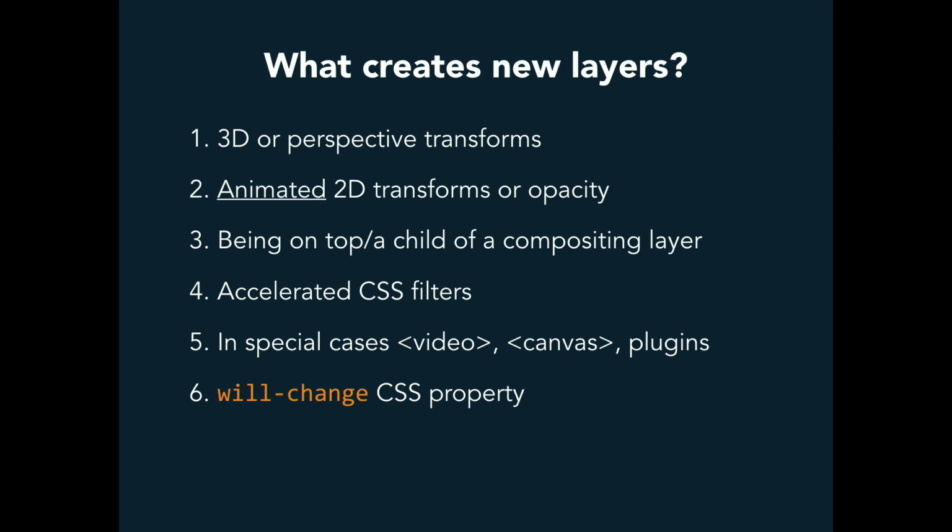There are namely 3D or perspective transforms. If we use animated 2D transforms and opacity, if we have an element that is on top or a child of an already existing layer, if we use accelerated CSS filters, in some special cases video, canvas, plugins like Silverlight or Flash, and there's one thing that lets us explicitly tell the browser that this area is going to be changing a lot, like I want to put this on another layer, and this is namely the will-change CSS property.